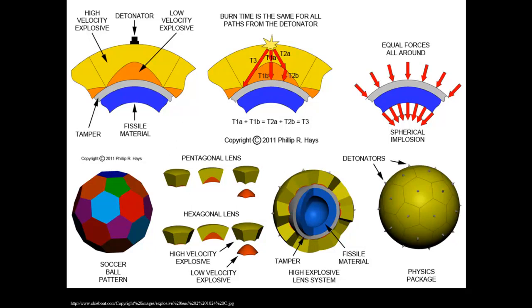In order to do this, the shock wave must be able to hit the tamper at the same time. So two kinds of explosives are used to achieve this goal: high-velocity explosive and low-velocity explosive. The two explosives create a lens-like effect, enabling the shock waves exerted from the detonator to arrive at the tamper at the same time. Then the shock waves will eventually crush the fissile material, causing an explosion.